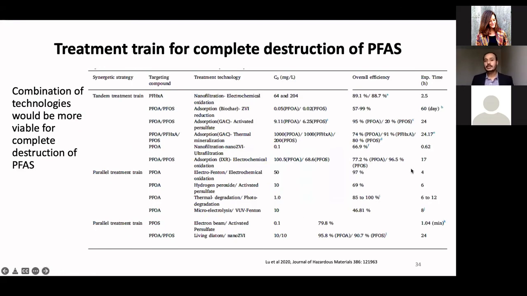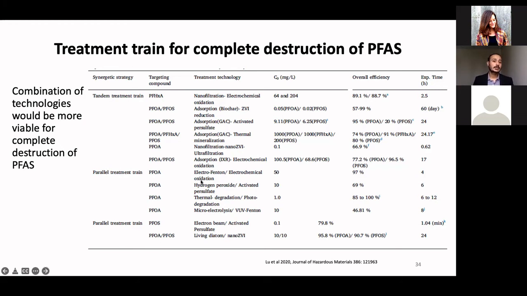So from all these studies, what we have realized is that there is no one proper technology that can treat and destroy PFAS, but we might need a treatment train or a combination of technologies to achieve the treatment goals. A study did a critical review and looked at a combination of various technologies and their efficiency to remove PFAS, which is summarized in this table on the right.